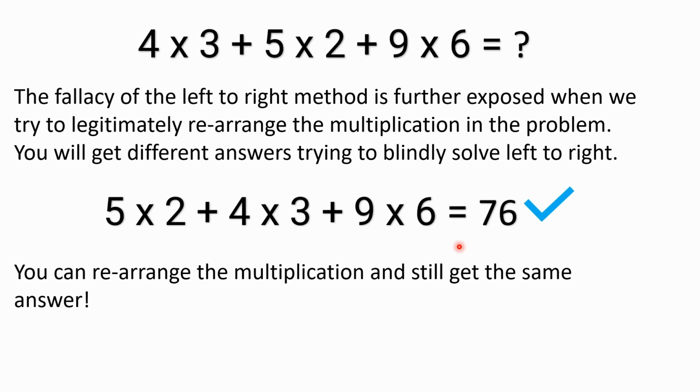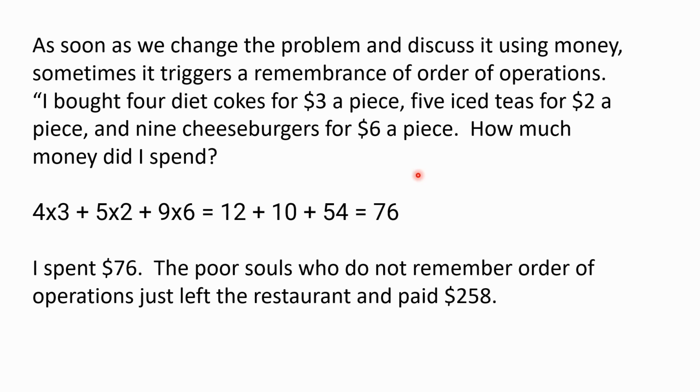So the fallacy of this left to right method that a lot of people want to stick to and say that that's how it was done back in their day is really exposed when we try to legitimately rearrange the multiplication in the problem. You'll get different answers trying to blindly solve left to right. You take this example here, you've got 5 times 2 plus 4 times 3 plus 9 times 6. It's 76. Now you can rearrange that multiplication and still get the same answer. But as soon as you change the problem and discuss these using money, sometimes it triggers a remembrance inside of people's minds about the order of operations.